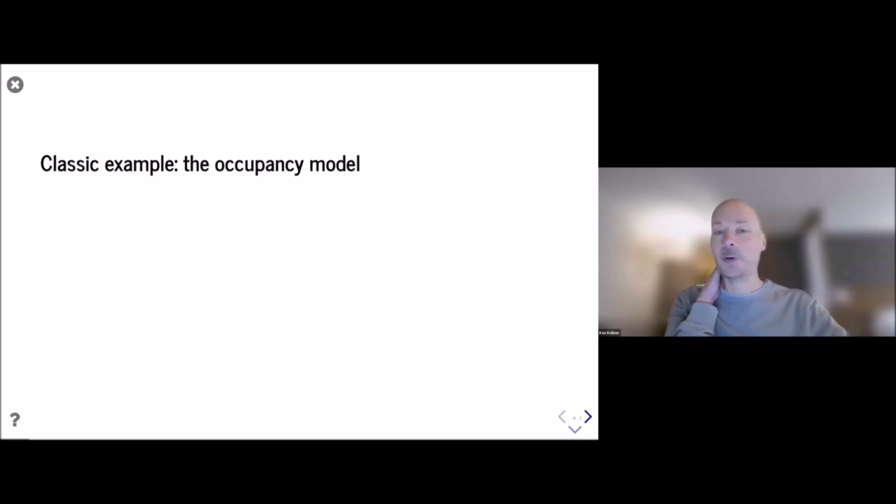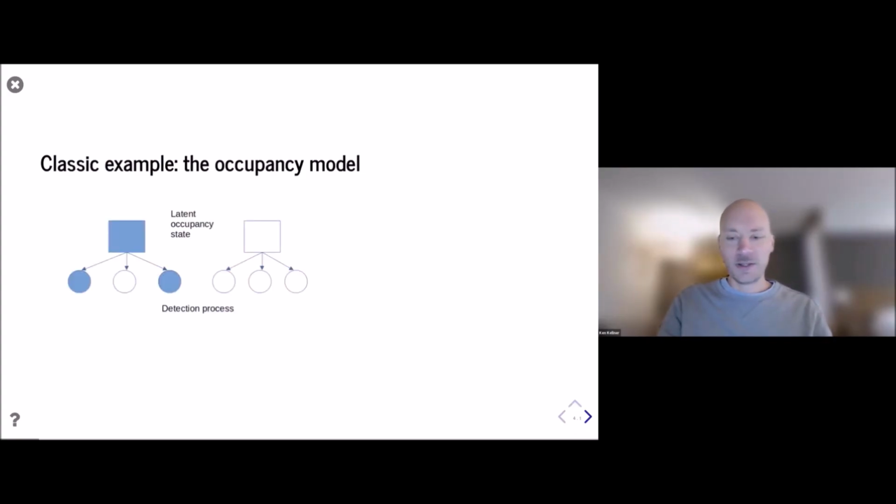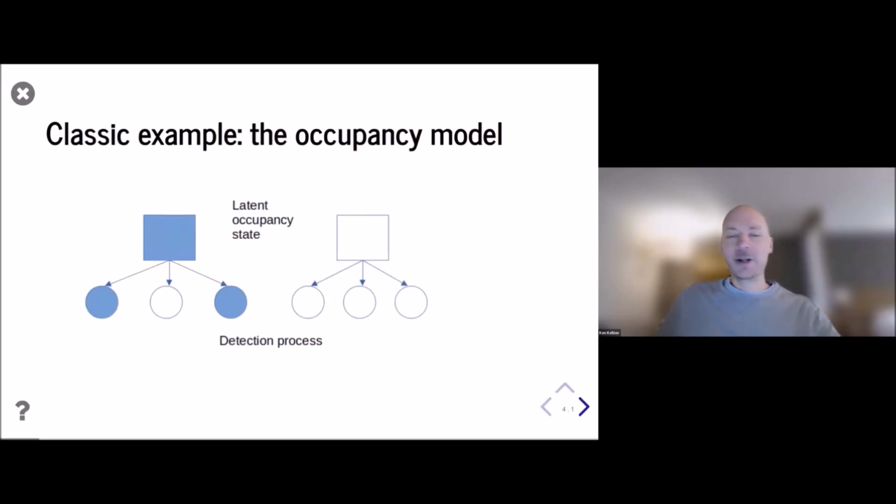So the classic example, and probably the most simple example, is the occupancy model. What I mean by occupancy here is the probability that a species is present at a site, which is kind of the fundamental ingredient of a species distribution model. So here is a very simple diagram I made to demonstrate occupancy.